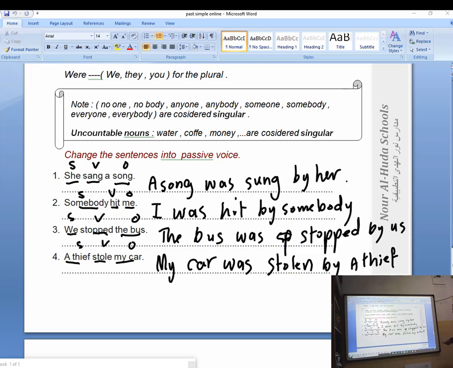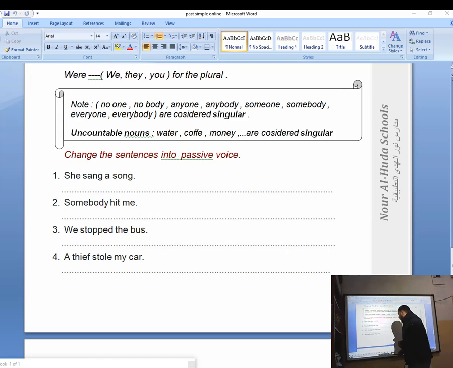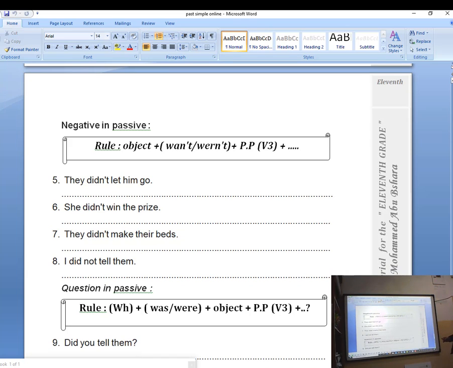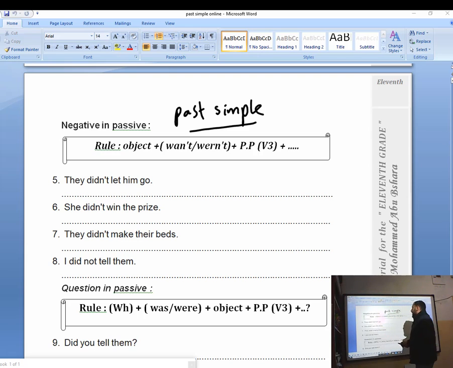Now, gentlemen, if we have a negative sentence in the passive, how can we change the negative sentences into passive? First of all, negative for the past simple, of course. The rule is object and then wasn't or weren't plus PP or verb 3.